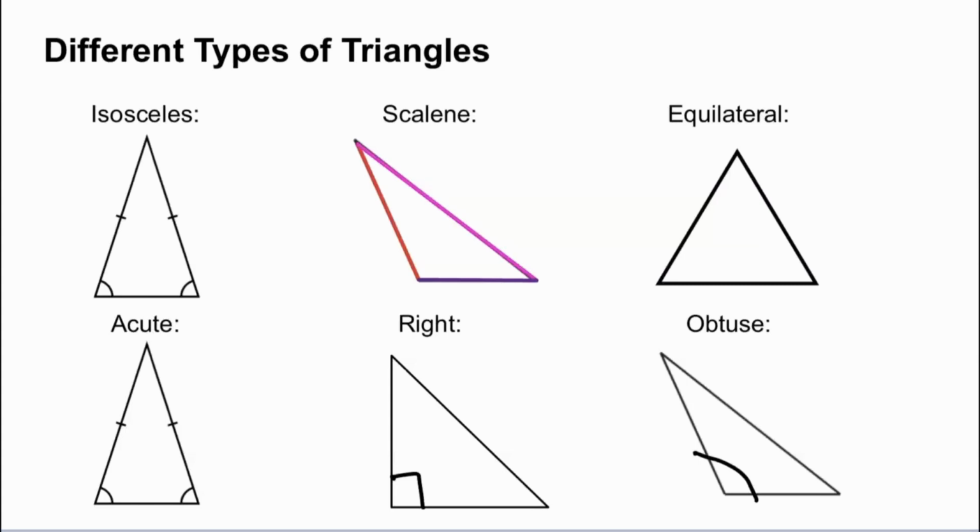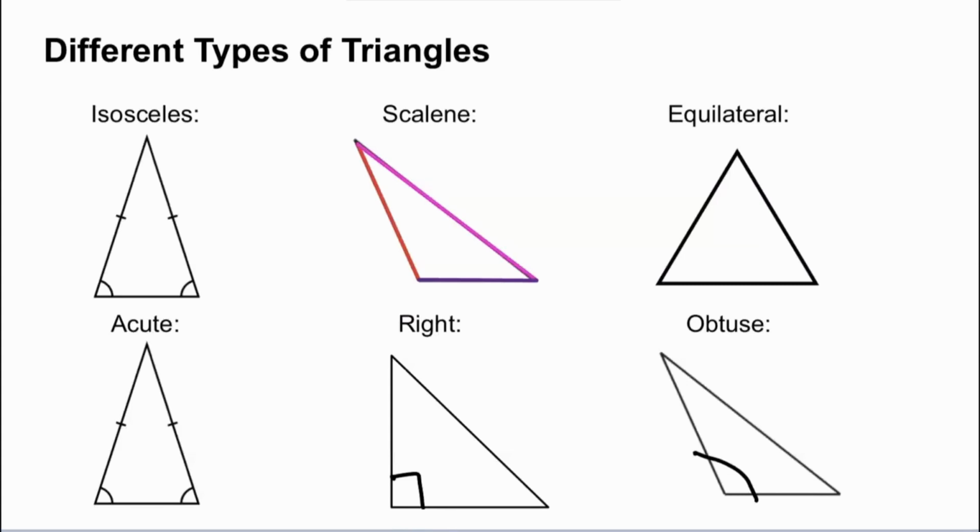Now, moving on to the right triangle, you'll see that I have this little marking here, and that denotes a right angle, which is what a right triangle has. If it has a right angle, it's a right triangle. This 90-degree angle is super important, and it makes this right triangle one of the more special triangles because of how prevalent 90-degree angles are in math.